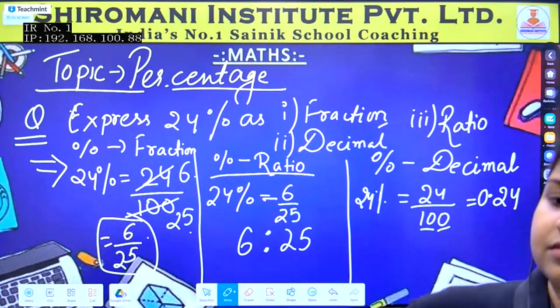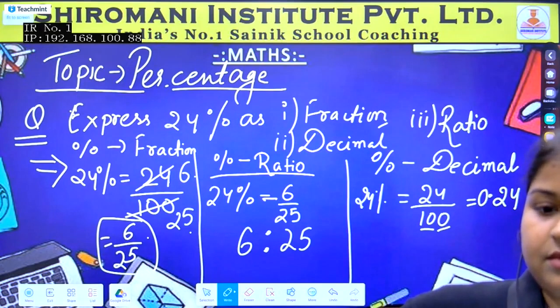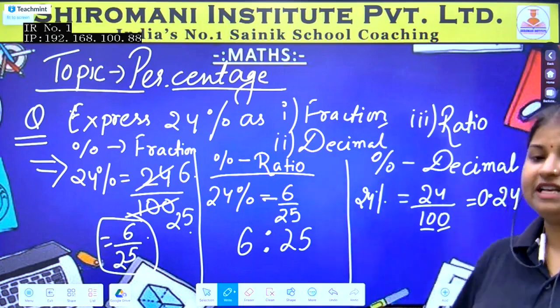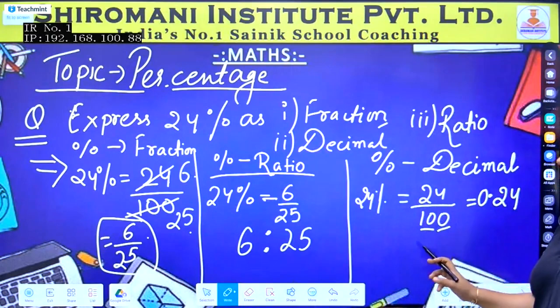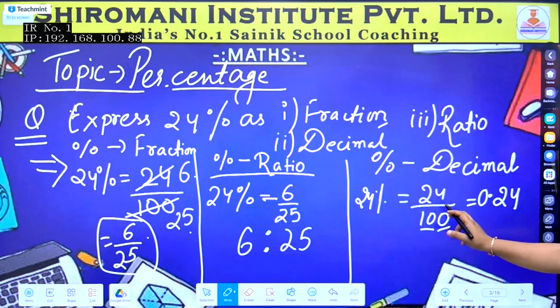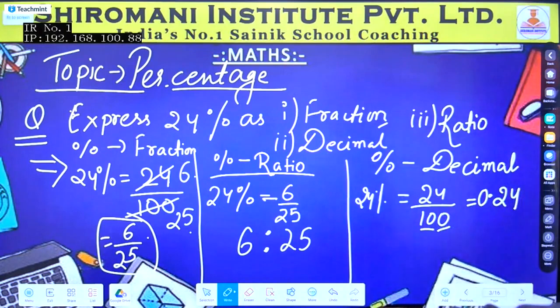Yes, Utkarsh? Ma'am, you told how to do it from fraction to ratio, but what if we need to do decimal to ratio? How will we do that? Beta, if decimal to ratio is being asked, you will simplify it. Like if it is 0.24, you will first convert it into fraction. Then you will simplify it. You will get your answer. Okay? And ma'am, if we want to do it without simplifying, is there any way? No. There is no way like that.